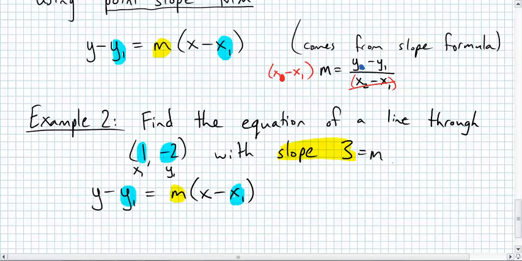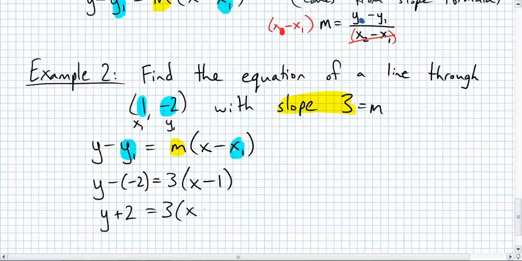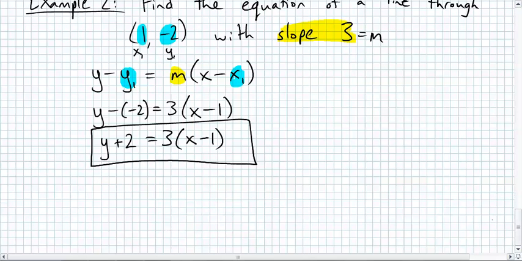M stands for slope. So I put in -2 for y1, 3 for m, and I get y plus 2 is equal to 3 times x minus 1. And that's my solution. I don't have to expand. I don't have to get y on one side by itself. I can leave my answer in that form. There's an equation for a line given a point and a slope.